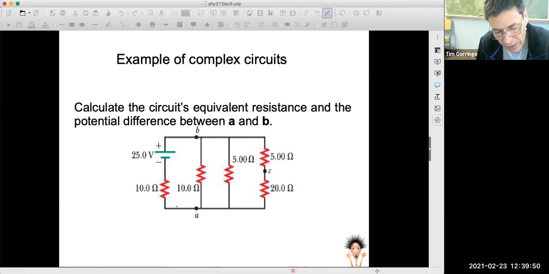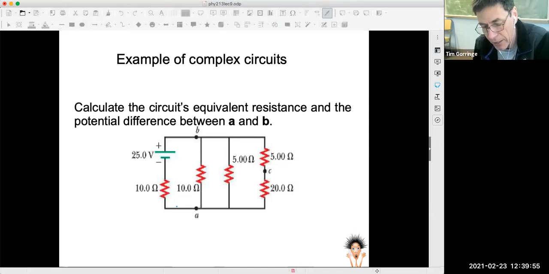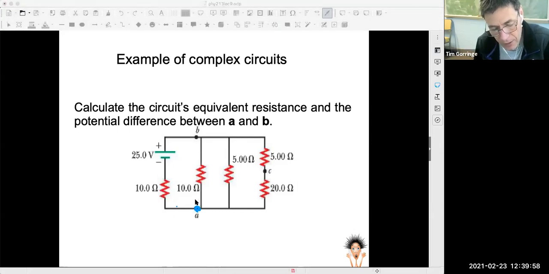I'm going to calculate the electrical potential between this terminal A at the bottom here and this terminal B at the top here. And that could be a proxy for calculating many things about the circuit. I could be calculating the voltage across the 10 ohm resistor on the far left, or the current through the 5 ohm resistor on the far right. So I'm trying to show you how you would go about this sort of calculation in general.